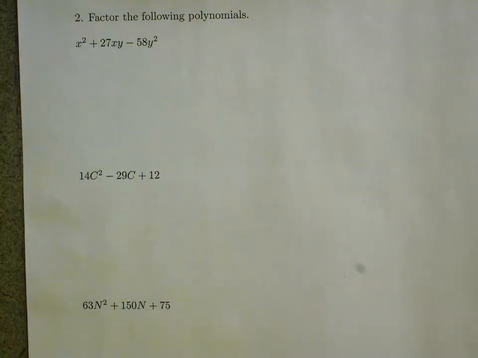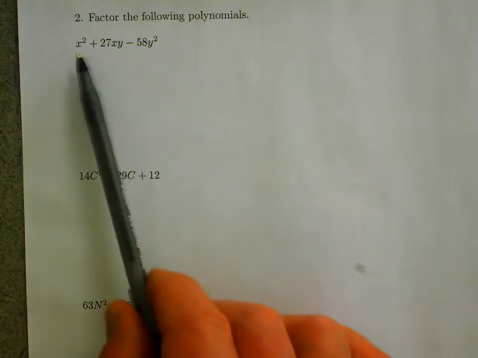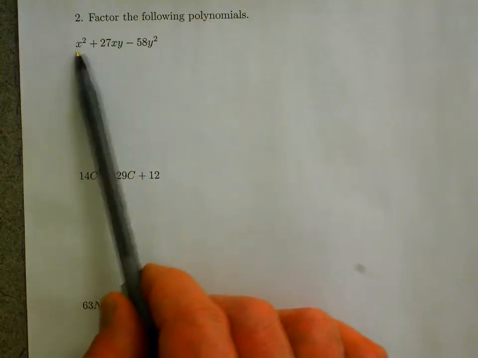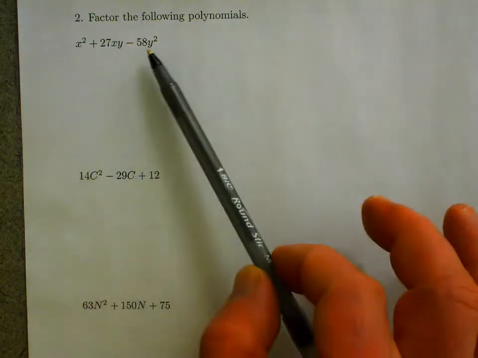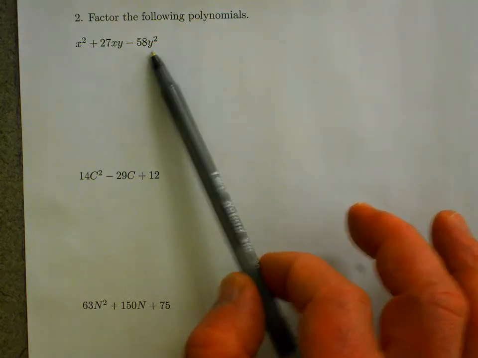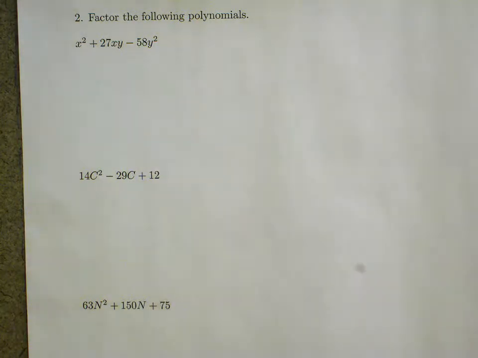The greatest common factor is 1. So what should we try next? Although the first term, x to the second, is a perfect square because we're squaring x, the term on the right is not a perfect square. 58 is not a perfect square.